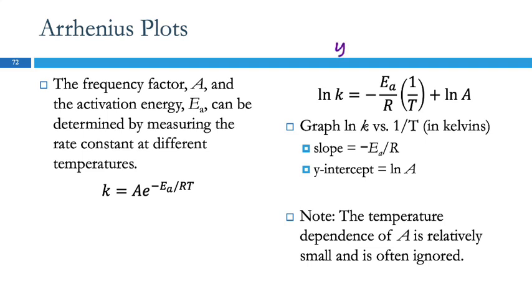So y equals mx plus b, right? So b is the natural log of the frequency factor. y is the natural log of the rate constant. The slope is negative EA over R. And 1 over T is x.